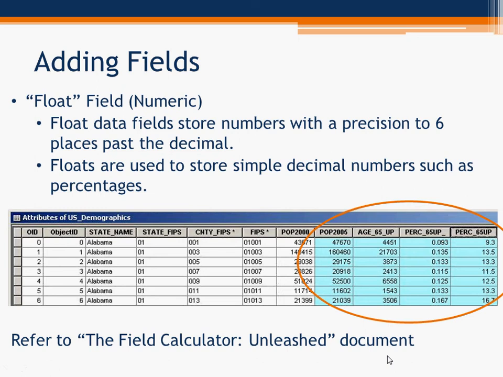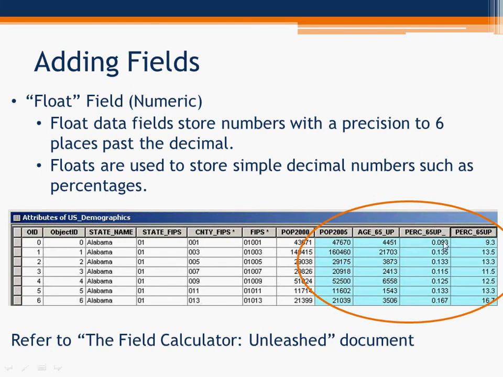We can store up to a precision of 6 places past the decimal. In the two cases that I have over here, these two fields, the PERC 65 and up and PERC 65 and up underscore, are float fields. So they have a decimal within them, and they have a certain amount of digits past the decimal. You'll notice that population 2005 and then age 65 and up do not. So these are actually long integer fields. But what PERC 65 and up and PERC 65 and up underscore show is basically the percentage of age 65 and up of the population in 2005.